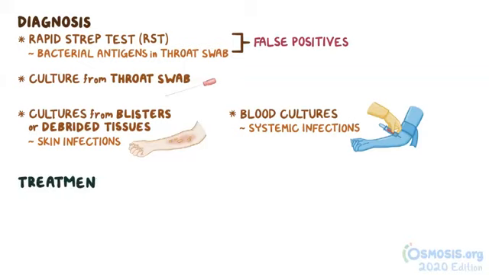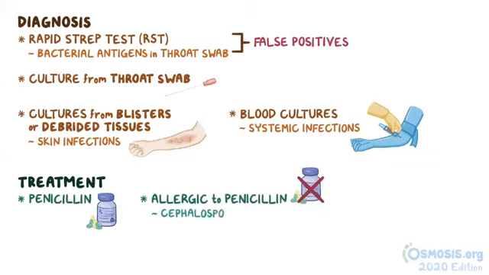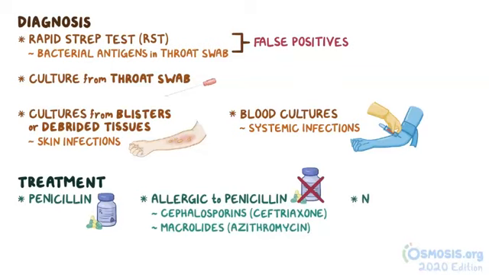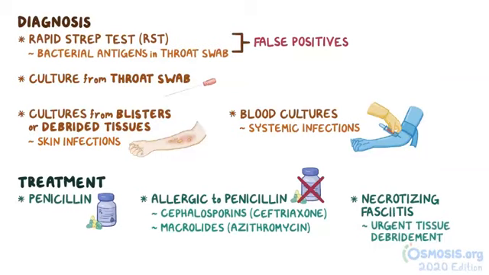Ultimately, the treatment of strep pyogenes infections is penicillin, because unlike some other streptococcal species, which have developed penicillin resistance over time, strep pyogenes is still sensitive to good old penicillin G. For people who are allergic to penicillin, cephalosporins like ceftriaxone and macrolides like azithromycin might be used. Additionally, for necrotizing fasciitis, urgent tissue debridement is necessary.